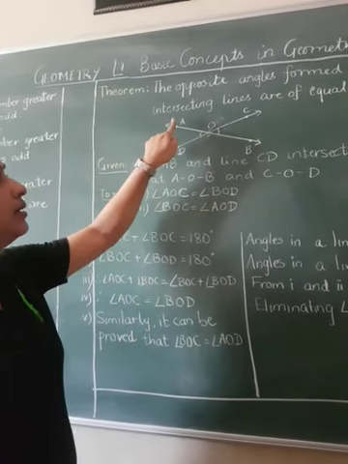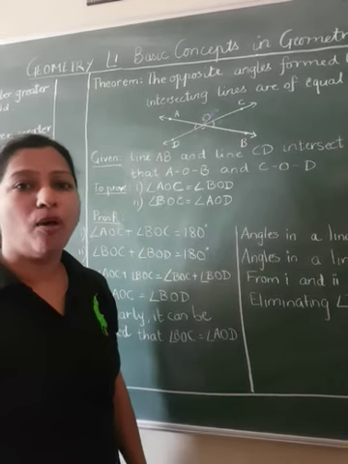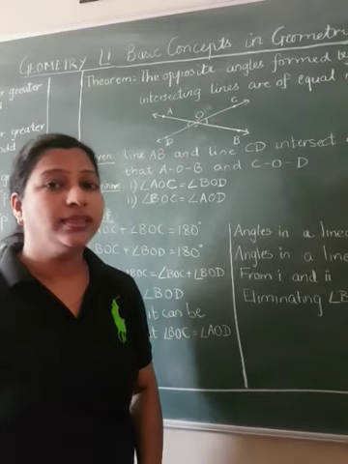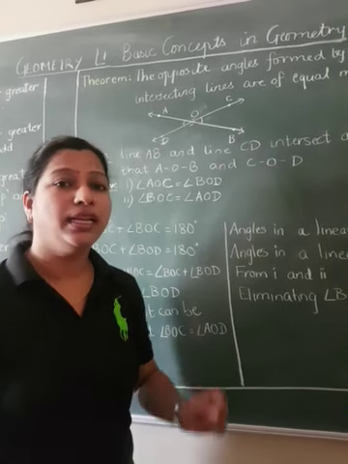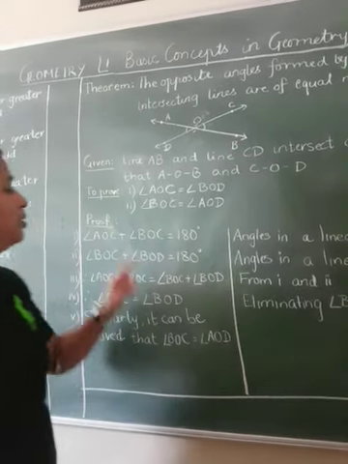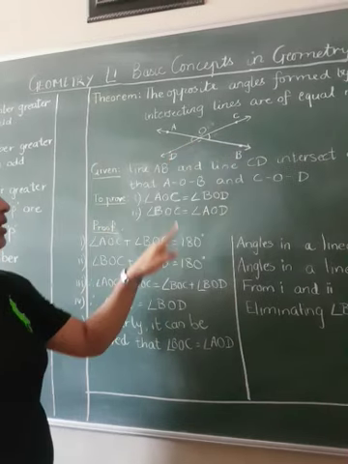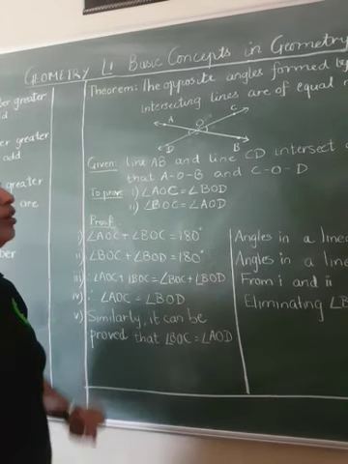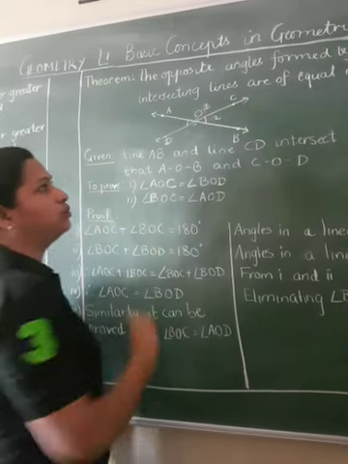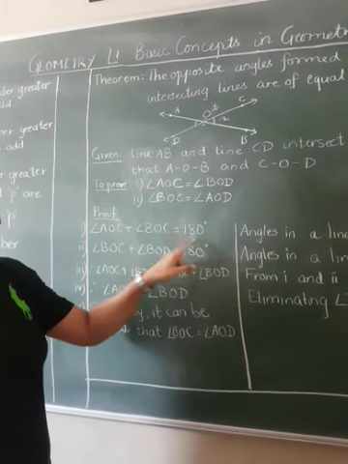You can see here angle AOC and angle BOC form angles in a linear pair. You are also aware that the sum of angles in a linear pair is 180 degrees. So here I have written angle AOC plus angle BOC is equal to 180 degrees. For your easier understanding, I will mark them 1 and 2. So angle 1 plus angle 2 is equal to 180 degrees.